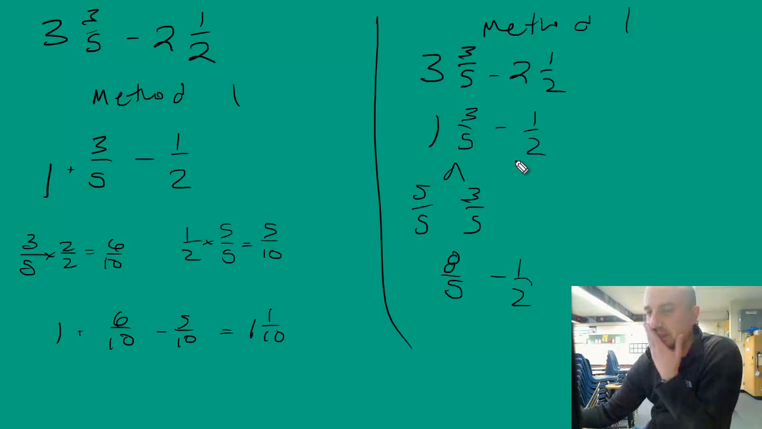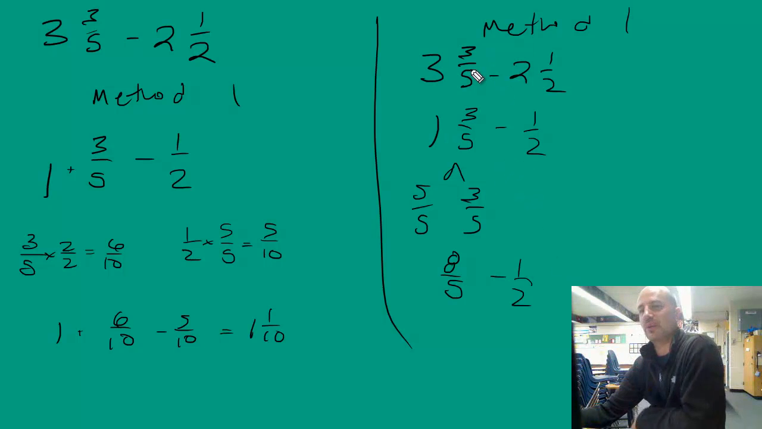I could have done it the other way still, honestly, but this way is just easier. I don't need to worry about dealing with those whole numbers. I have 8/5 minus 1/2, and I would do the same thing. I would turn them into tenths, and I would ultimately get my answer.